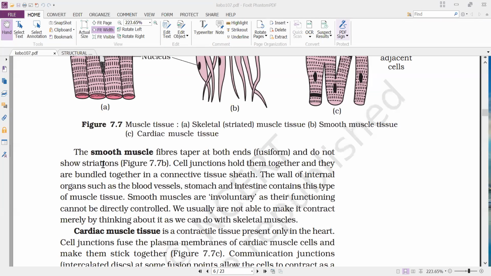Next, cell junctions hold them together, and they are bundled together in a connective tissue sheath. Already, while discussing junctions, we come across them now: there are some cell junctions between the adjacent smooth muscles, through which one muscle cell is connected with another. The smooth muscle fibers are also bound by a connective tissue sheath.